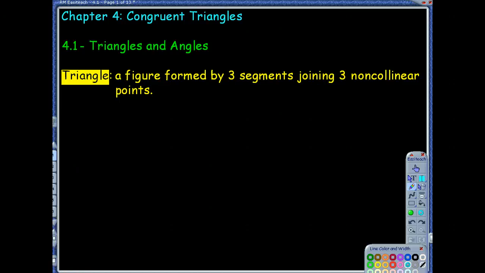So we are starting a brand new chapter today. Chapter 4 is all about this idea of congruent triangles. Now, we've talked about congruent before. We've just talked about congruent angles, congruent segments. Now we're going to eventually apply it to proving congruent triangles. Like most of the chapters we've done so far, it's kind of eased into that idea of proving stuff.